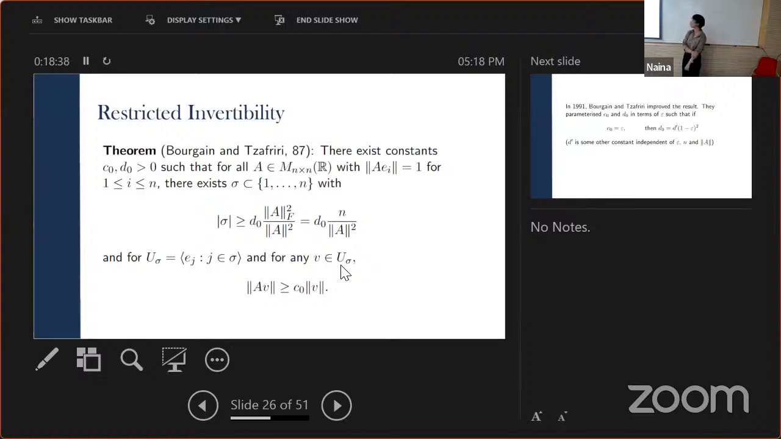Essentially, we can just say that we can characterize the number of columns with the stable rank, and we can make sure that everything within this is well invertible.